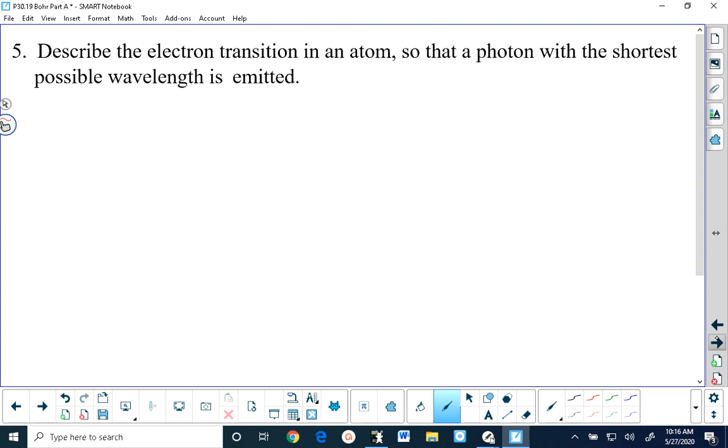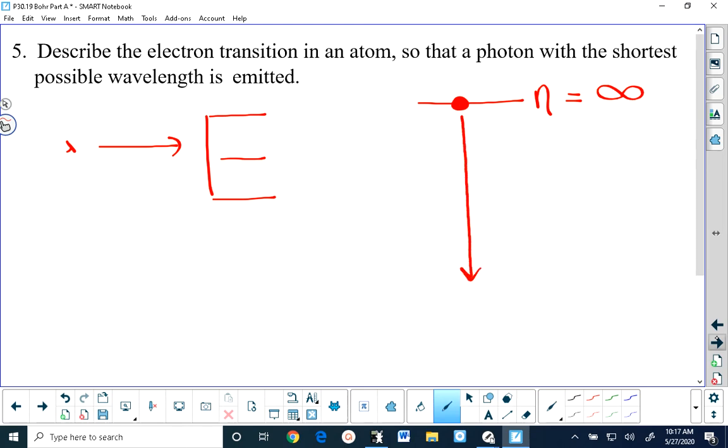Number 5, describe the electron transition in an atom so that the photon with the shortest possible wavelength is emitted. Well, the shortest possible wavelength corresponds to the most energy. The energy of a photon is inversely proportional to the wavelength. And the only way we're going to get the biggest, most energetic photon coming out of an atom is if we have the electron in the atom fall from the ionization state all the way down to the n=1 state. So the electron transition would be the electron falls from the very top all the way down to the ground state.